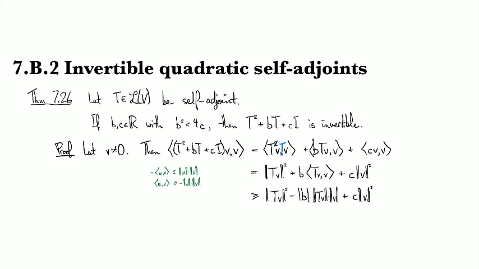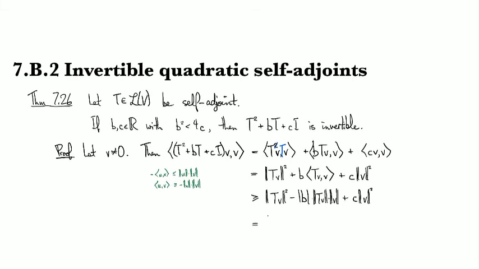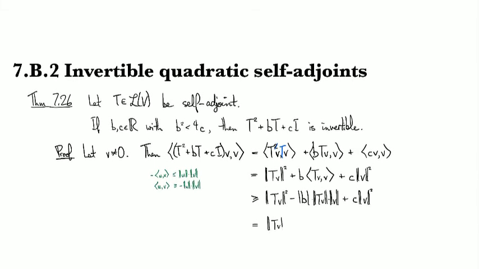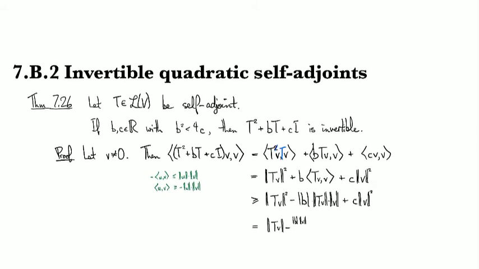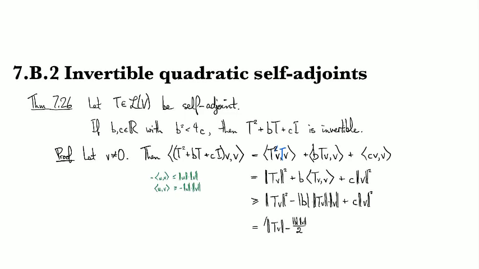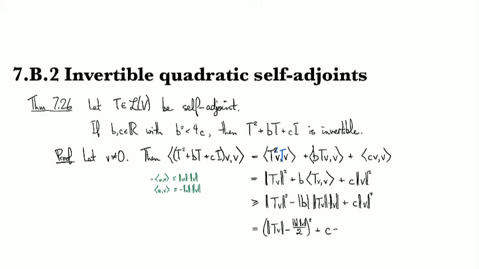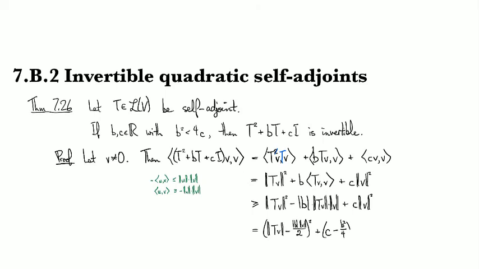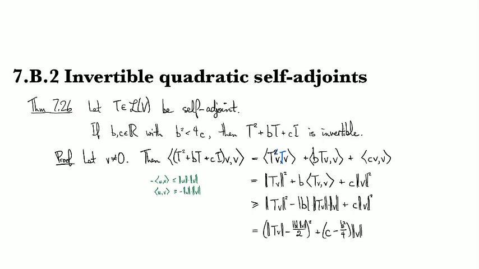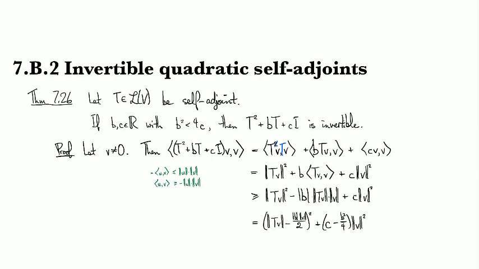And so now we can basically complete the square here. So we've got (norm Tv minus magnitude b norm v over 2) quantity squared, plus (c minus b squared over 4) times norm v squared.